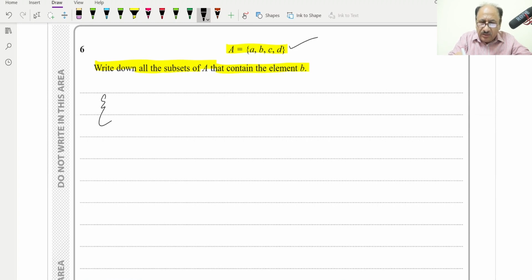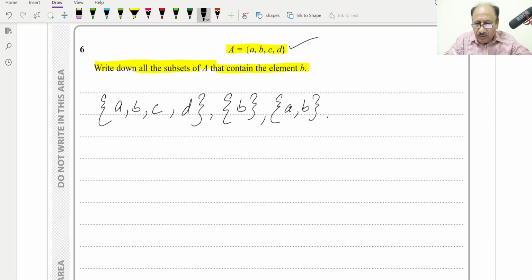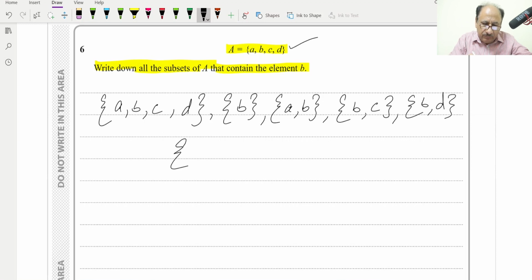So we can write all the subsets. First we can write the set as it is, A, B, C, and D, because each set is a subset of itself also. The second we can write just B, and then with the combinations of the others, like A, B, and then B, C, and B, D also. Then we can write A, B, C, and A, B, D.